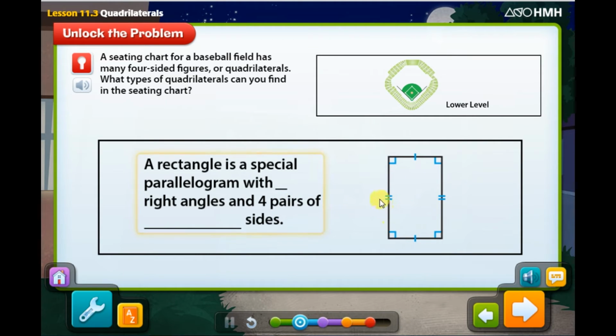Four pairs of parallel sides? Are they all parallel? No. So let's see the third word. Are they four perpendicular sides? Yes, we have four perpendicular sides. This side with this side are perpendicular. This side and this side are perpendicular. So we have 1, 2, 3, 4 in all. So we're gonna use the words perpendicular sides. A rectangle is a type of parallelogram. It has four right angles and four pairs of perpendicular sides.